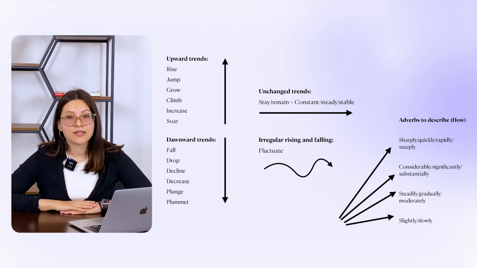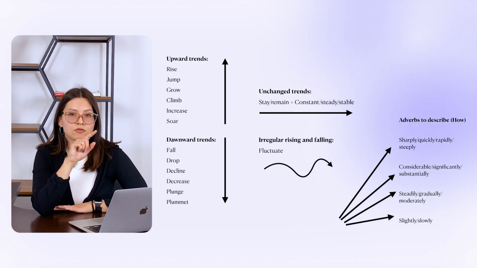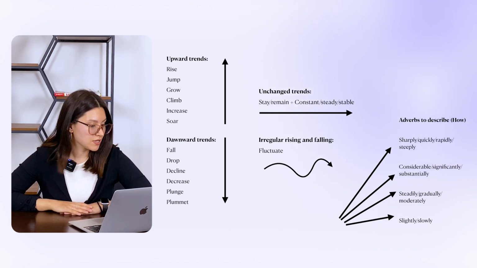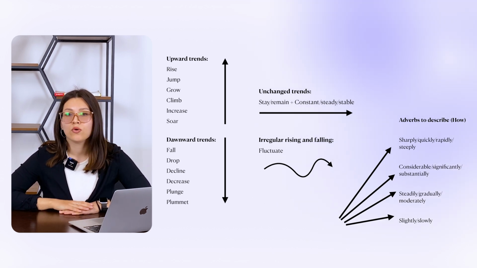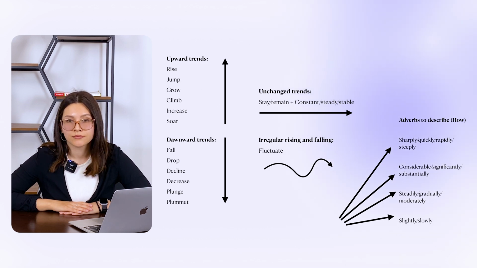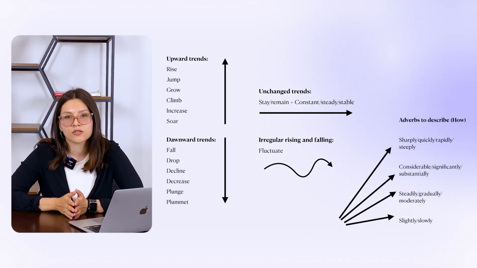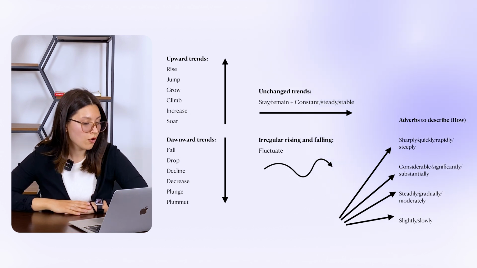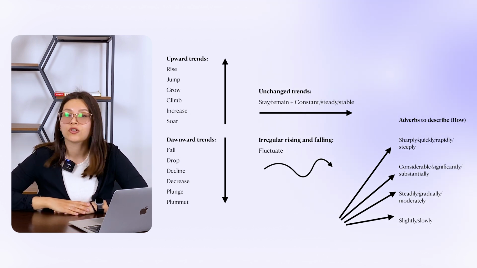Now let's go into details, right? Here you can see on your screen, there are verbs related to trends, and you can see there is an arrow going up. It means that we're going to describe upward trends. For example, rise, jump, grow, climb, increase, and soar. There are many more, but you just have to focus on these ones. Learn them first and try to put them into practice. Next, you have the downward trend or downward arrow, which shows fall, drop, decline, decrease, plunge, or plummet.